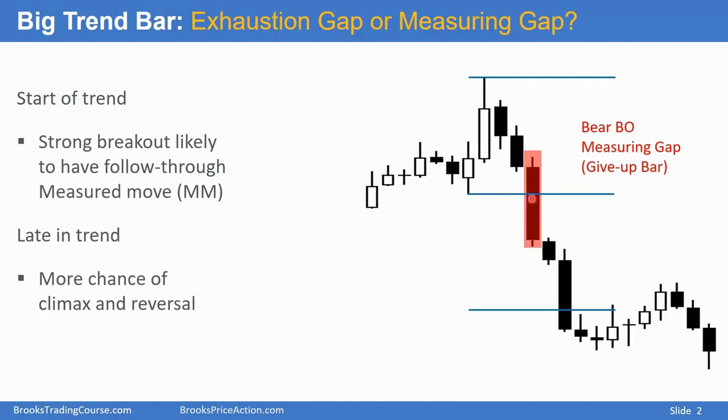This is early in a trend. Suppose you get a strong breakout late in a trend. Well, the chance becomes greater that the big breakout is a climax and that it will lead to the end of the trend or even a reversal.